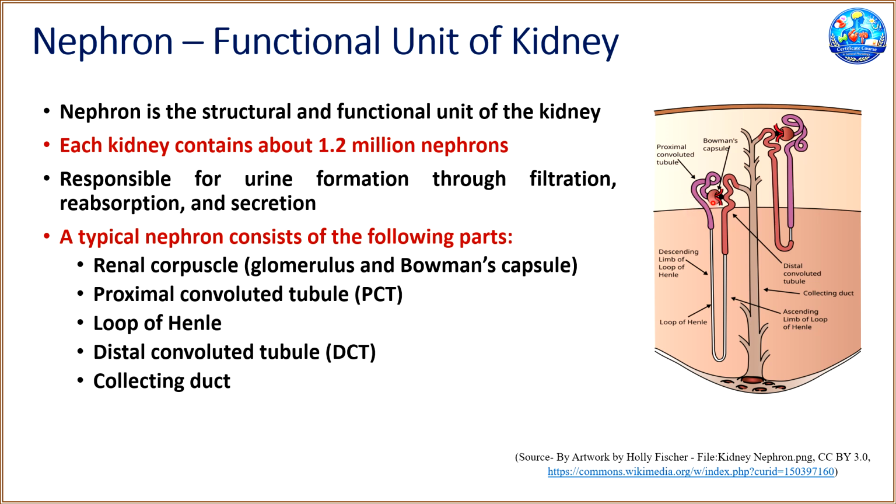Typically, a nephron consists of the following parts. It starts with the renal corpuscle, which consists of the glomerulus, the bunch of capillaries, and the Bowman's capsule. Then the proximal convoluted tubule, followed by the loop of Henle, then the distal convoluted tubule, and then the collecting duct. These are the parts of a nephron.